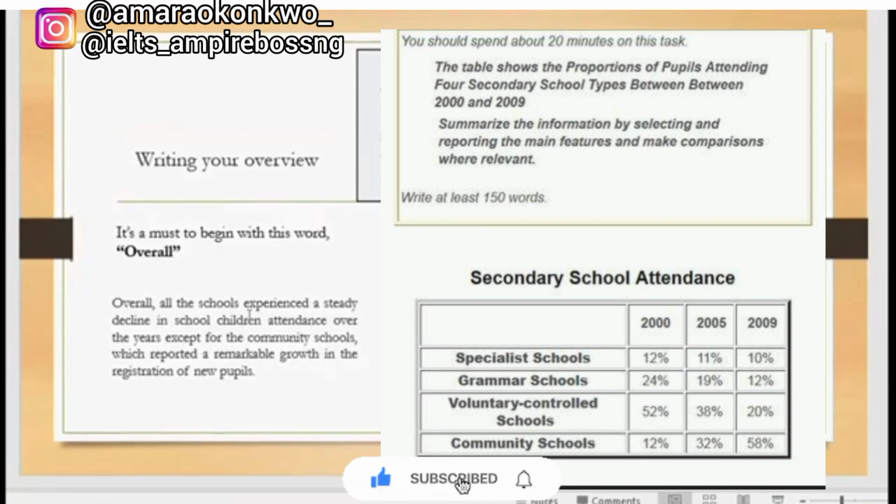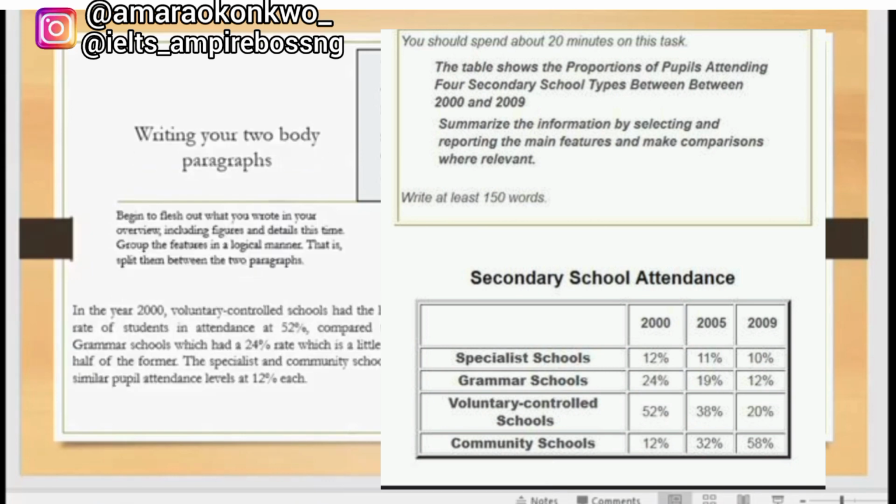So overall, all the schools experienced a steady decline in school children attendance over the years, except for the community schools, which reported a remarkable growth in the registration of new pupils. So I decided to use registration of new pupils instead of repeating the word attendance here, which is fine.